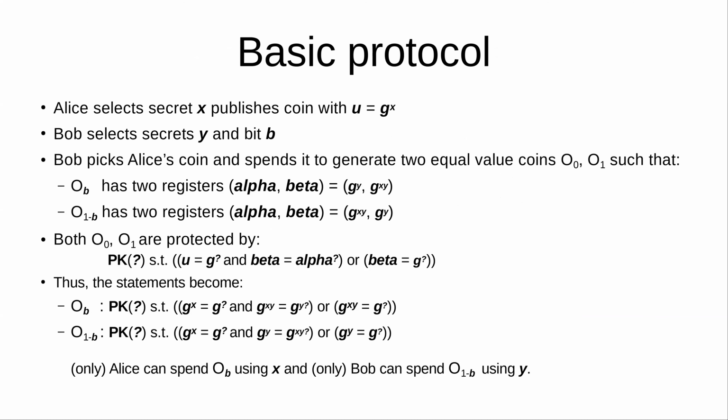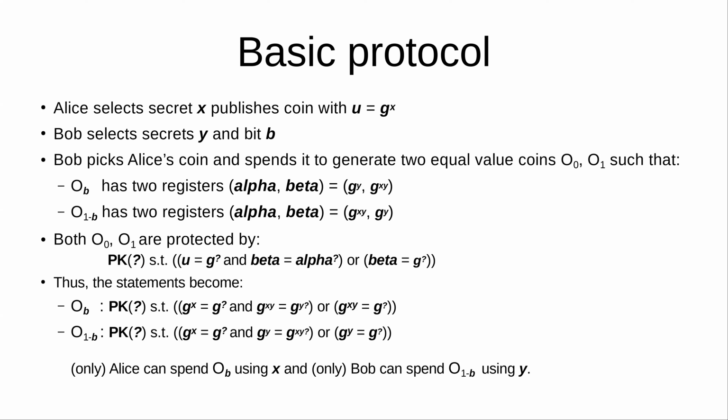So the basic protocol works as follows. Alice selects a secret X. As before, Alice will always have X and Bob will always have Y. Alice selects a secret X and publishes the coin with U equal to G to the X. And Bob selects another secret Y and a bit B, where B is simply 0 or 1. And then Bob picks a coin randomly, and let's assume that he picks Alice's coin. So coin, box, and U are the same things here.